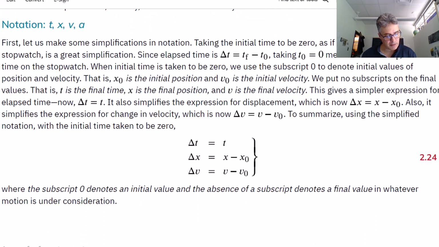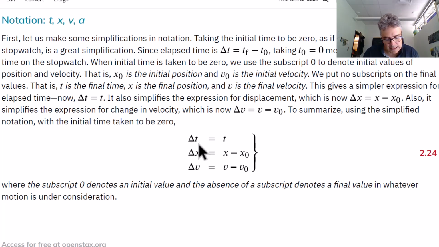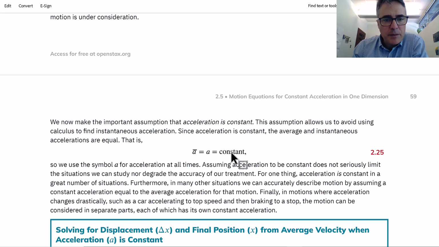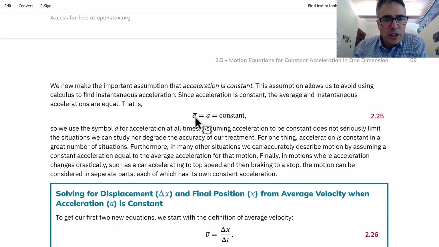So first, let us make some simplifications in notation. Delta T is T final minus T initial, but T initial, we can usually set to be 0. That's the definition of initial time, when T equals 0. So delta T equals T final, and we're just going to call that T, the time. Delta X is X final minus X initial. Delta V, change in velocity, is V minus the initial V. So 0 denotes an initial value, and the absence of subscript denotes the final value in whatever motion is under consideration. And at the top of the next page, we have this notation A for acceleration.